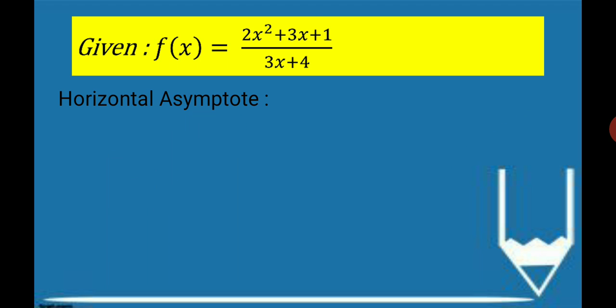Now, next, the horizontal asymptote. Do we need to solve anything? Not all the time. In the horizontal asymptote, we just need to determine which condition the function falls in. So, identify first the degree. The degree of the numerator, its highest exponent, is 2. So, therefore, n is equal to 2.